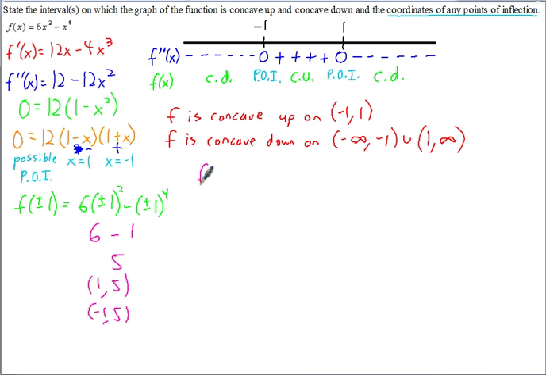So we can say f has points of inflection at 1, 5 and negative 1, 5.